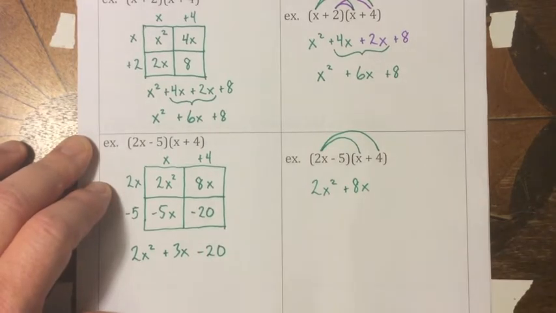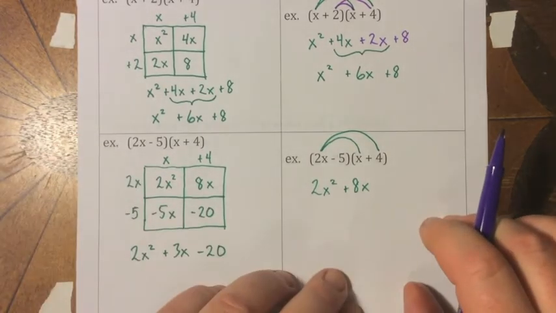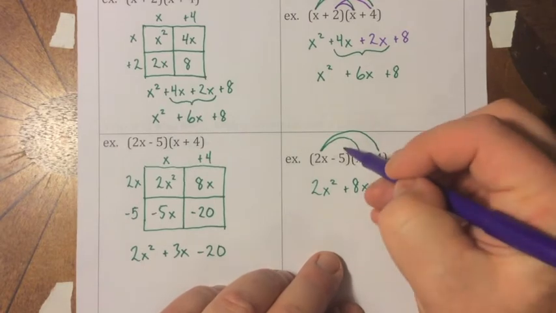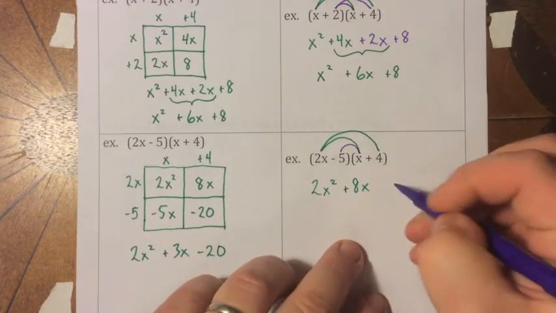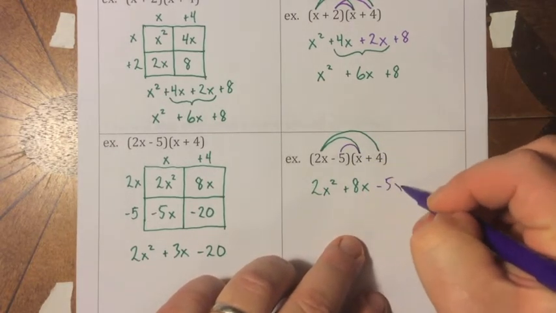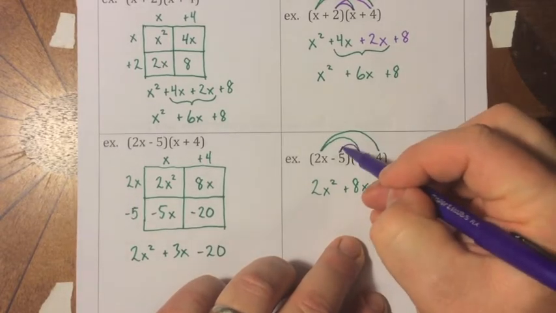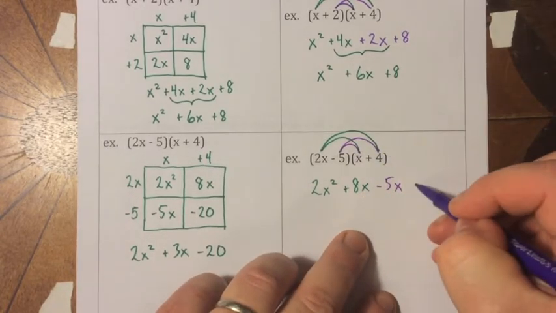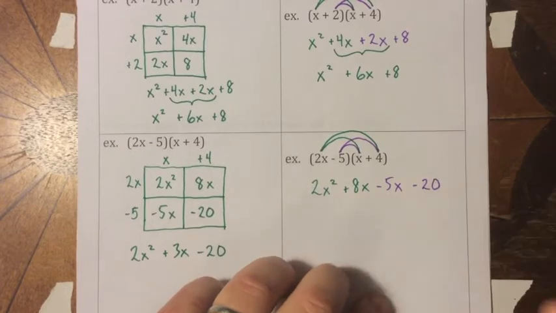I'm going to go ahead and change my pen. Once again, this is an optional thing, but I think it's a good idea. I'm going to go ahead and distribute now the negative 5 to the x, which gives me a negative 5x. And lastly, I'm going to multiply the negative 5 times the 4. That's going to give me a negative 20.